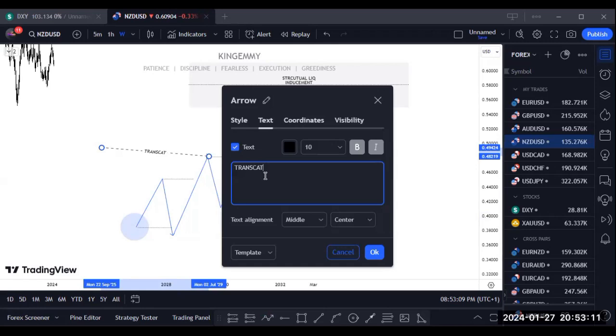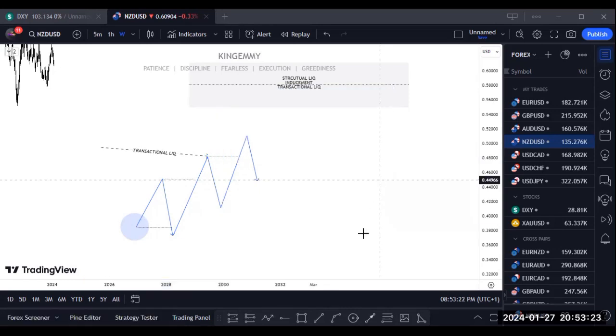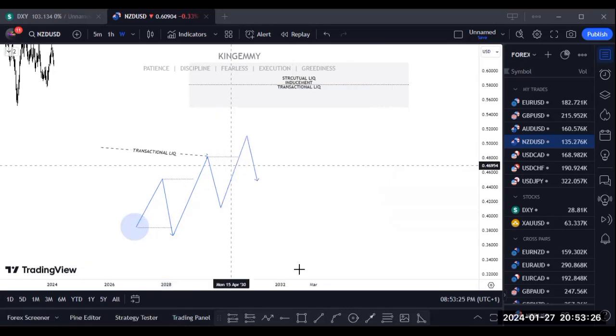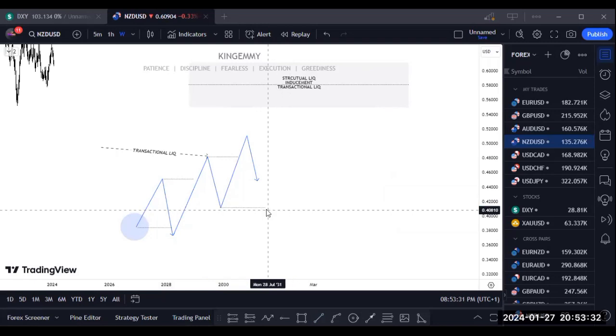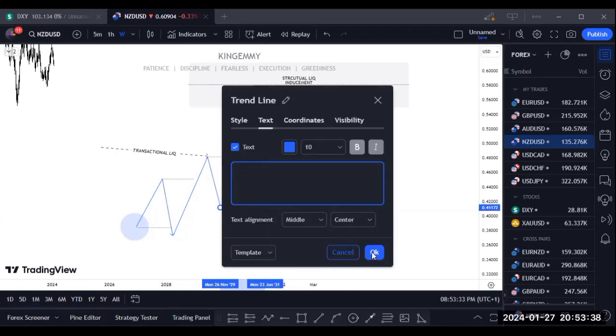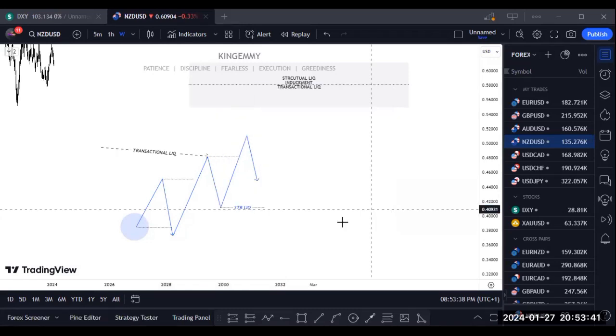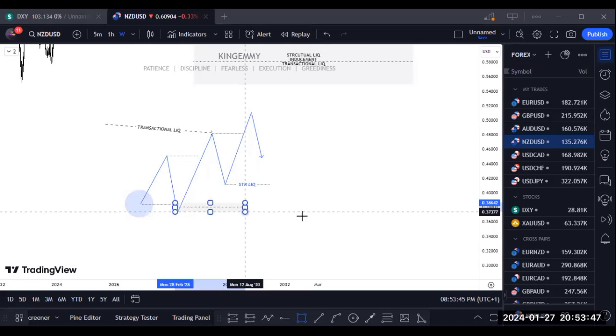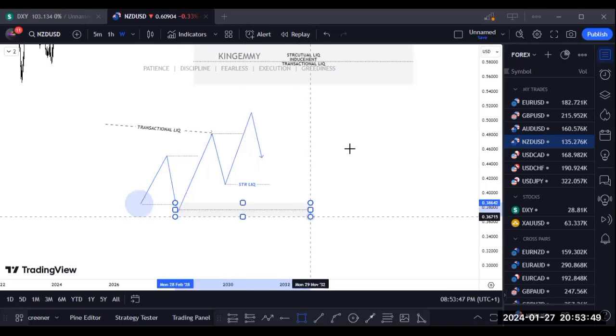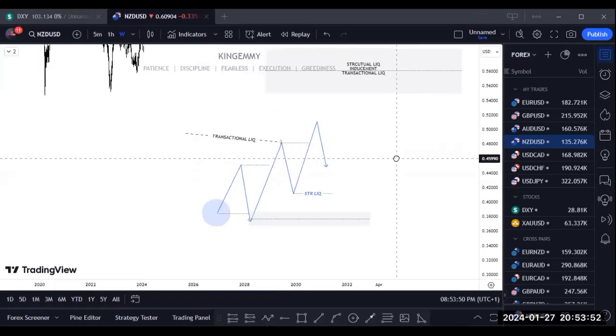Transactional liquidity occurs when price breaks from a high without taking out liquidity, right? That is called transactional liquidity. So once transactional liquidity is being taken, what price has created is structural liquidity. Then where are we entering from? Of course, the low that swept the previous low. That's where will be our entry point or our entry position.